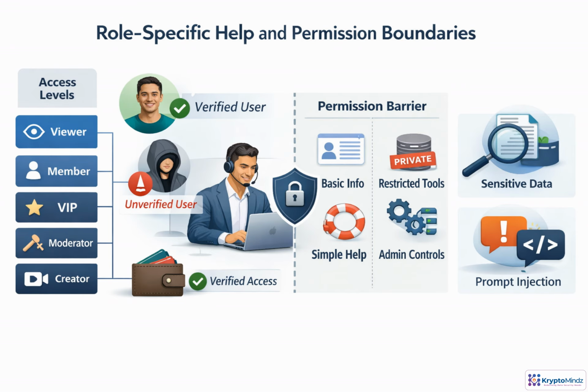Role-specific help is powerful because one agent can serve viewers, members, VIPs, moderators, and creators differently. But every response still needs verification and policy checks first. Use least privilege. Give each user only the guidance or tool access their role requires. For sensitive actions, recheck wallet ownership or role status in real time. And remember, prompts are not permissions. A user asking the agent to ignore rules should never bypass protected data, moderation tools, or creator controls.